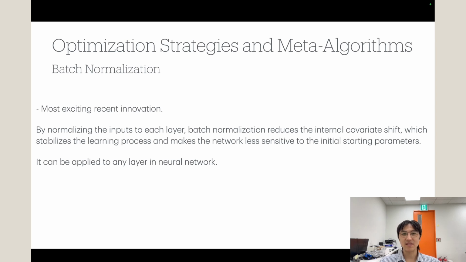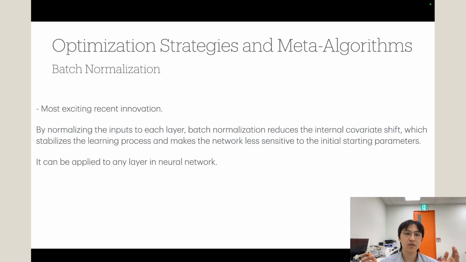Let's talk about optimization strategies and meta algorithms. The most recently exciting innovation is batch normalization. It's also used for optimization strategies, where we don't need to change the optimization strategy. We need to change the input data to the layers. So in batch normalization, we are referring to the inputs, where we modify these inputs to between 0 and 1 or -1 and 1, where we normalize these inputs in order to reduce the internal covariate shift and to stabilize the learning process and to make networks less sensitive to the initial starting parameters.